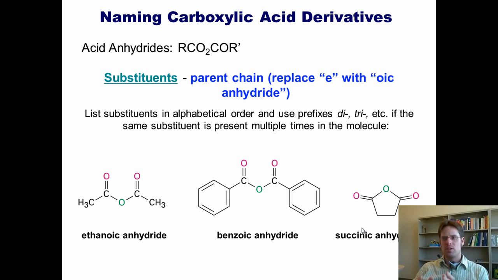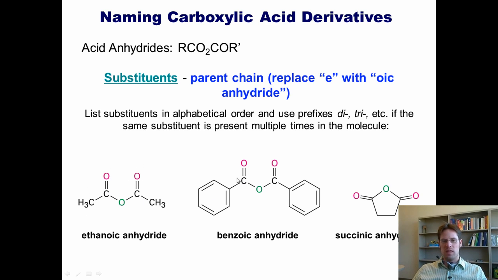For acid anhydrides, we follow the same convention, except that we replace the letter E in our parent chain name with the suffix oic anhydride. If we look at this anhydride, for example, we'll see that the longest carbon chain here is an ethane. We therefore replace the letter E with the suffix oic anhydride. So this is ethanoic anhydride.